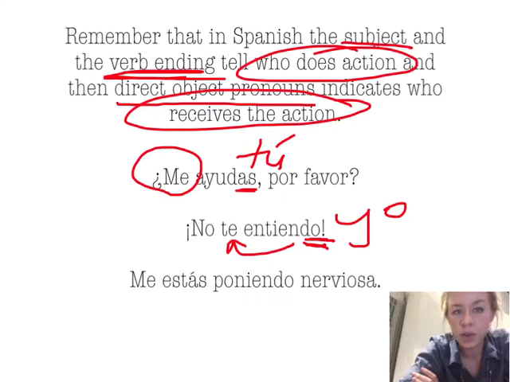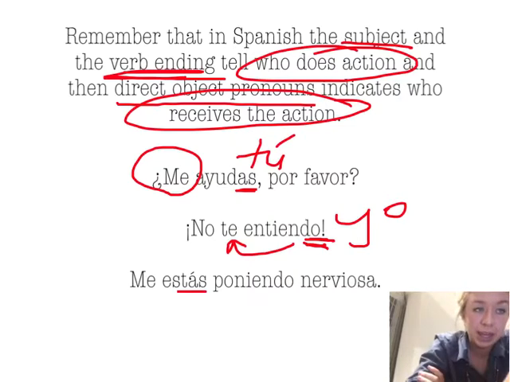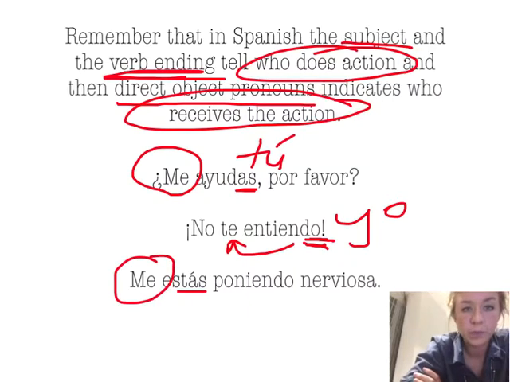Me estás poniendo nervioso. Nerviosa, because I'm a chica. So who is making who nervous? We'll look at the ending of our verb here to find out who's doing the action. You are making me, as our direct object pronoun, nervous.